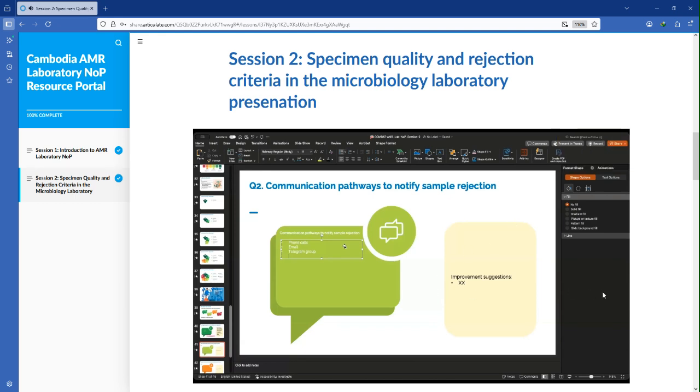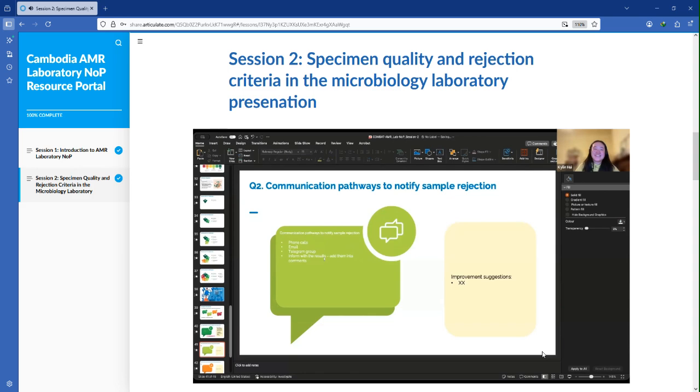For me, I think one more thing, but I'm not sure it's correct or not. That's okay. We can inform by the result after we culture. Yeah. And we can comment in the result of the patient. Okay, great. I think that looks pretty good.